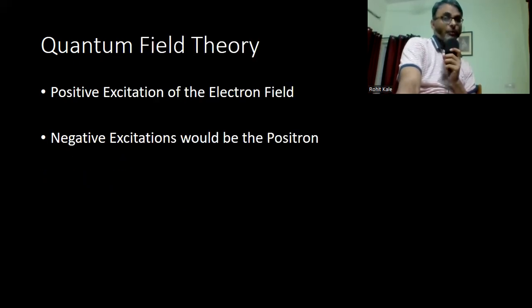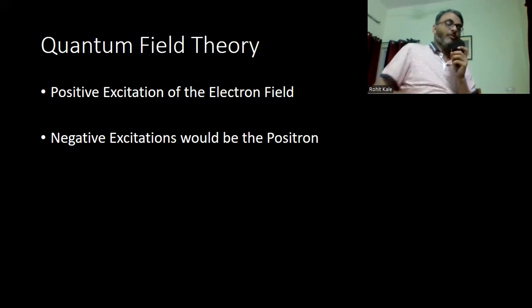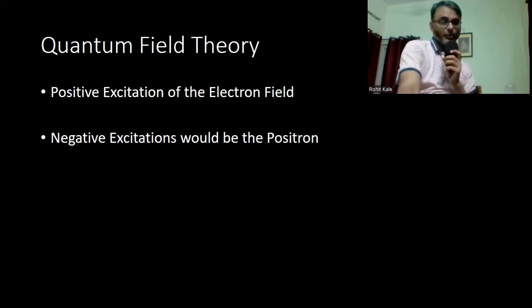Quantum field theory goes one step further. It says that there is an electron field all throughout the universe, and a positive excitation of this field is an electron, and a negative excitation of this field is a positron. So that's what quantum field theory says.